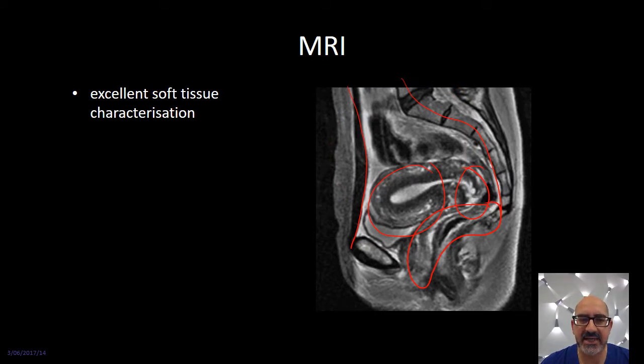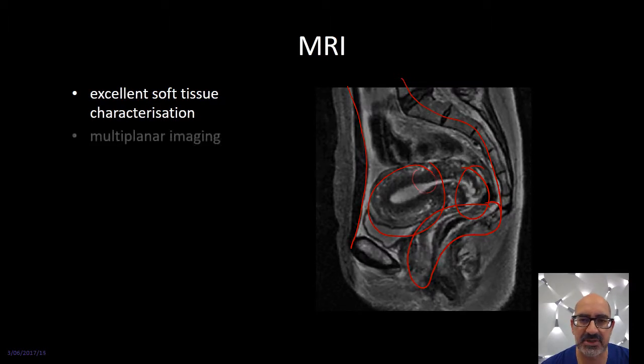MRI provides excellent soft tissue characterization, and this is almost an anatomical picture that you can see over here with the uterus, cervix, vagina clearly outlined over here, bony structures at the back, anterior abdominal wall. It is an excellent assessment, and it is easy to localize fibroids in this.